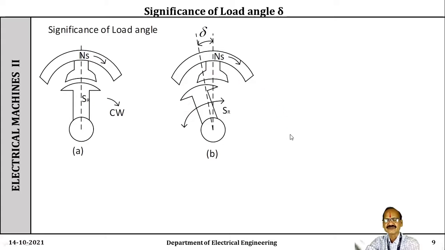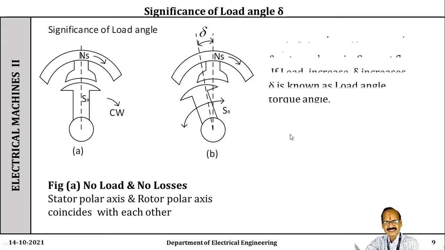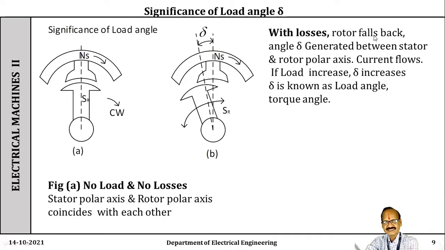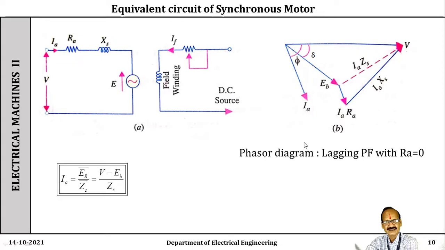Okay, so here it is, the cases. With losses, the rotor falls back and an angle delta is generated between the stator polar axis and the rotor polar axis. Current flows. If the load increases, delta also increases, and delta is known as the load angle, delta angle, or the power angle.